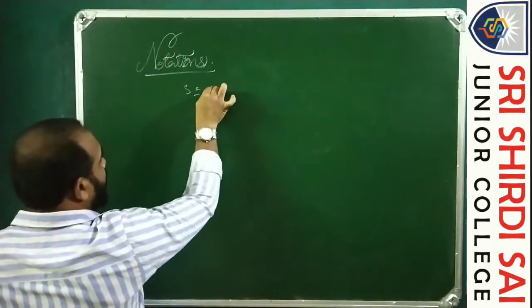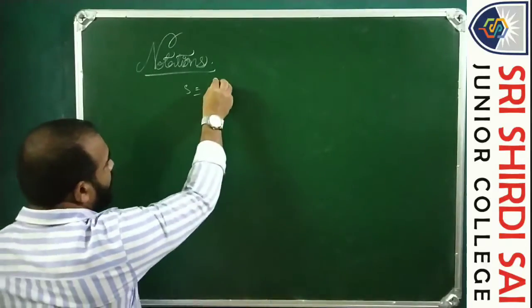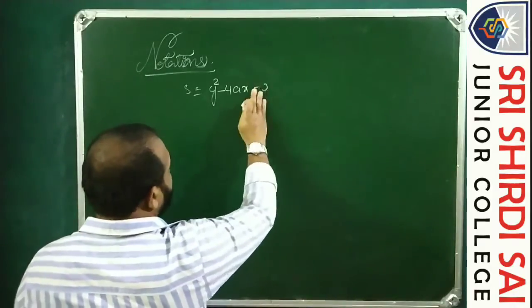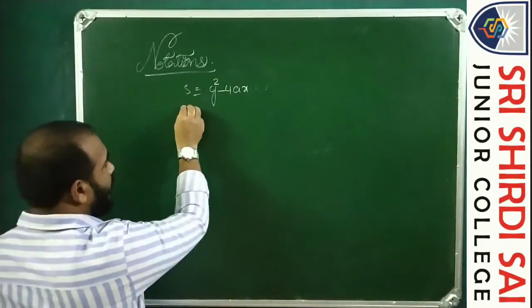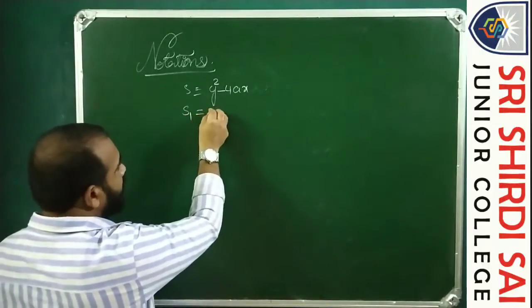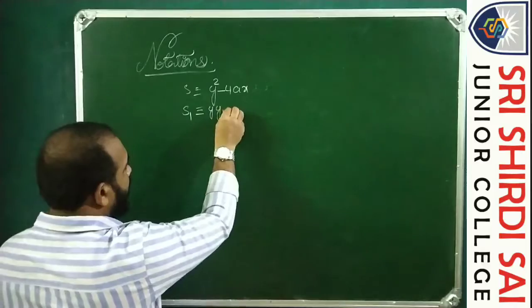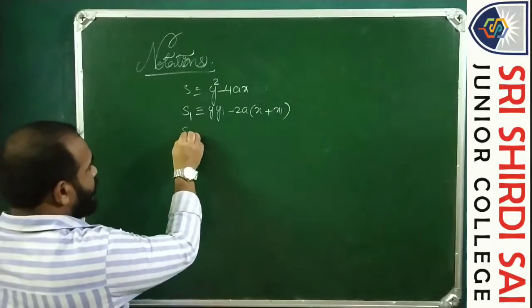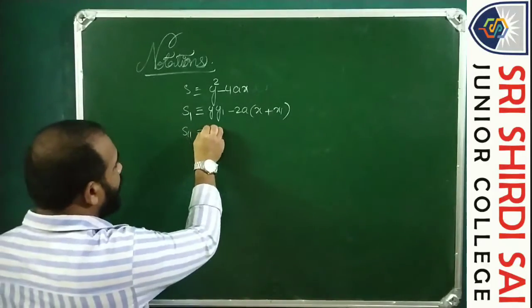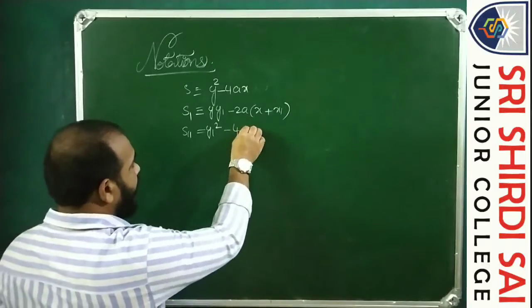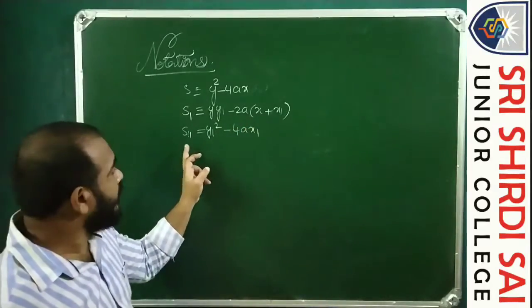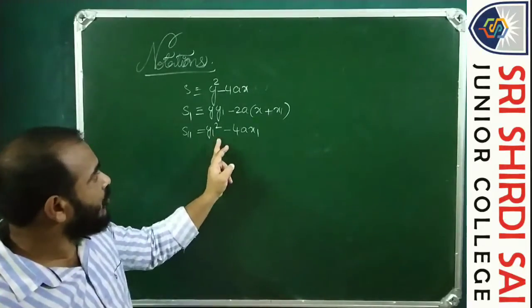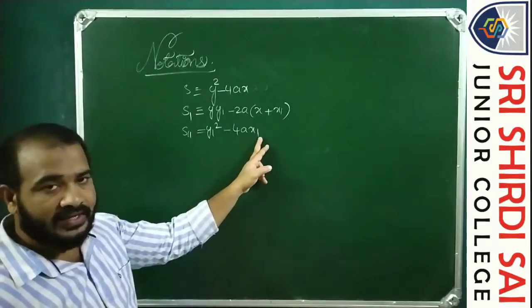So S is y square equals 4ax, that is, y square minus 4ax equals 0. What is S1? It is y y1 minus 2a into (x plus x1). S11 is y1 square minus 4a x1. That means simply substituting the point P(x1, y1) into this. When we substitute the point P(x1, y1) in this, we will get y1 square minus 4a x1.